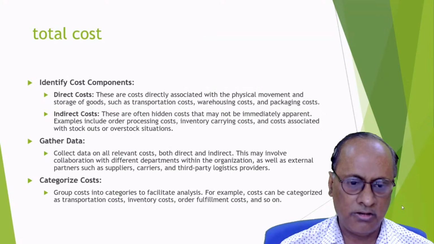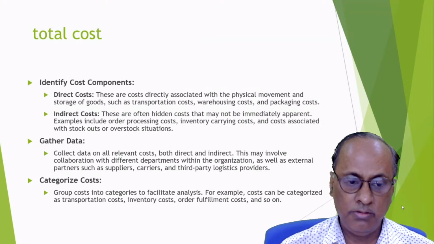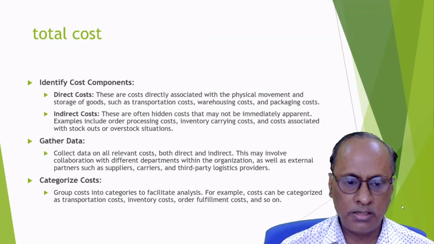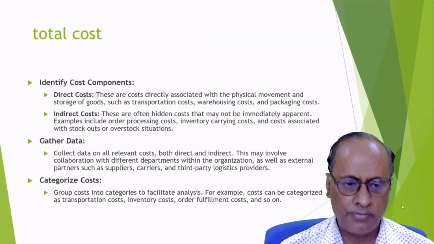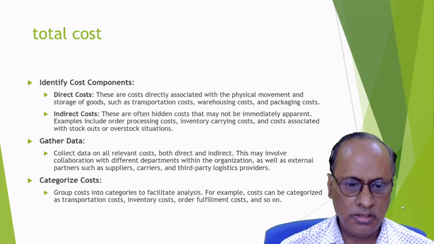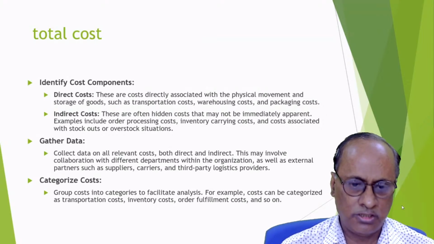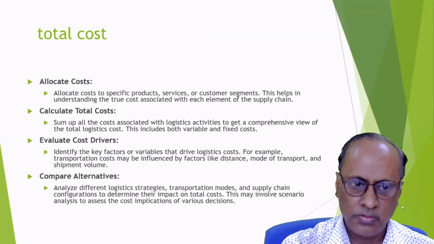Gather data: collect data on relevant costs, both direct and indirect. They may involve collaboration with different departments within the organization, as well as external partners such as suppliers, carriers, and third-party logistics providers. Then categorize the costs. After gathering the data, you classify and group costs into categories to facilitate analysis. For example, costs can be categorized as transportation cost, inventory cost, order fulfillment cost, and so on.